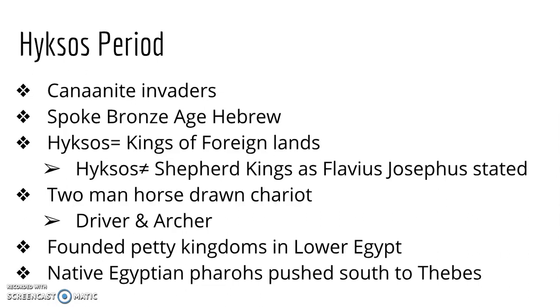Now, the Hyksos founded several petty kingdoms, several small kingdoms in Lower Egypt, in northern Egypt. Now, the native Egyptian pharaohs were pushed south to the city of Thebes. So you have the native Egyptian Theban pharaohs in the south, and a series of smaller petty kingdoms, each ruled by Hyksos pharaohs in the north. And this characterizes the Hyksos period.